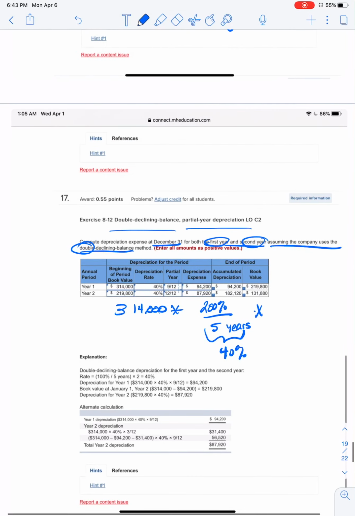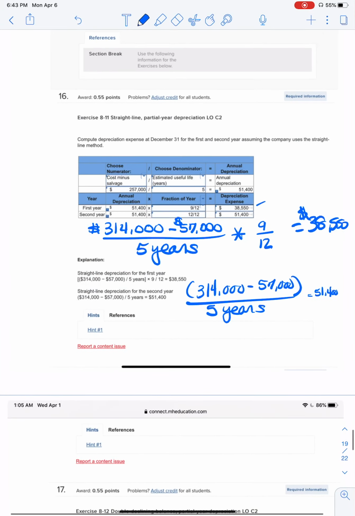But then we have to multiply this by the period of time. So since we only owned this for 9 of 12 months, we'll multiply that out. And when we do, we get $94,200 in depreciation expense for year one. Now, be very careful. This right here is 2 times the straight line rate. Straight line rate, of course, being 20%. But if you look, $94,200 is not 2 times $38,550, nor is it 2 times $51,400.